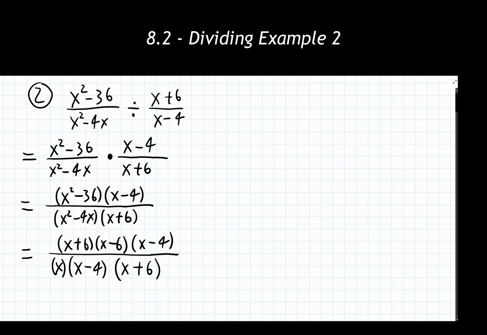Only now can I start canceling things out. So I'm looking at my numerator and I'm seeing I have an x plus 6, and an x plus 6 in the denominator as well. So these two things can cancel. They each become a 1. I have an x minus 4 and an x minus 4. So those will cancel. And I'm going to rewrite this thing before I make too much of a mess with it.